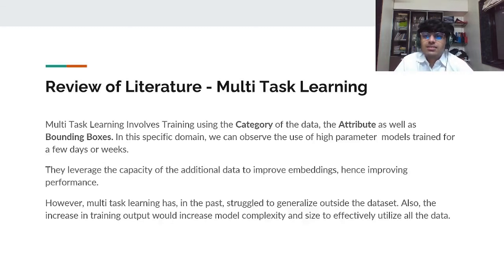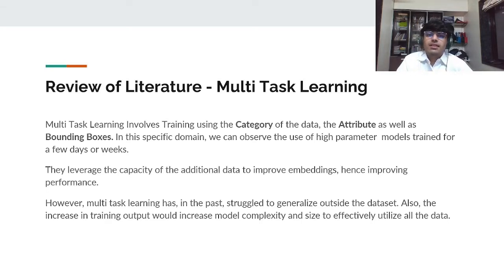So, multitask learning approaches in our problem statement use the category of the data, the attribute of the data, which would be whether a clothing item is checkered, striped, or is made out of fur, woolen, and so on and so forth, and positional landmarks or bounding boxes of the clothing landmarks.